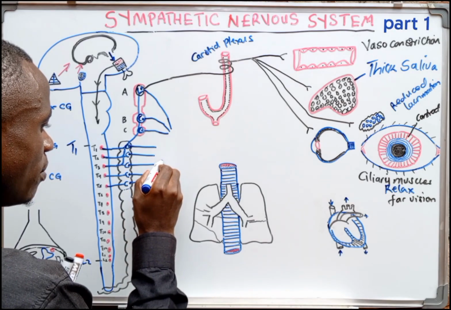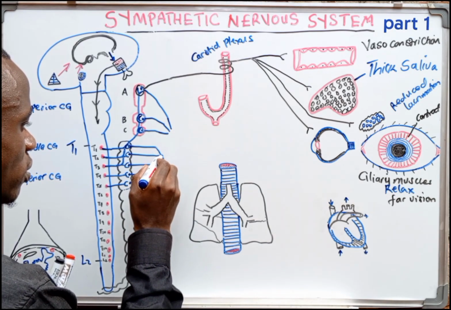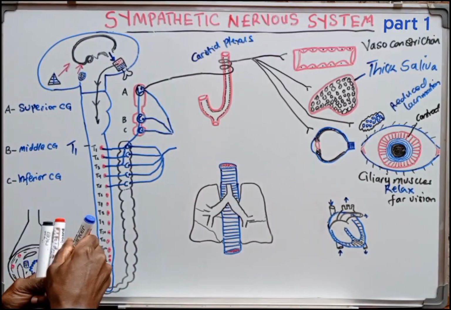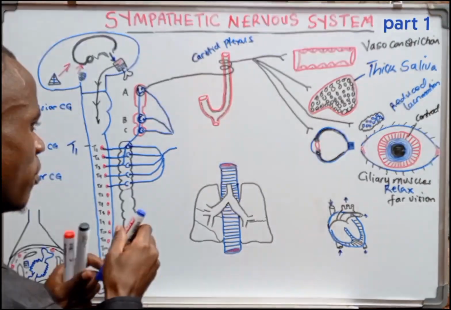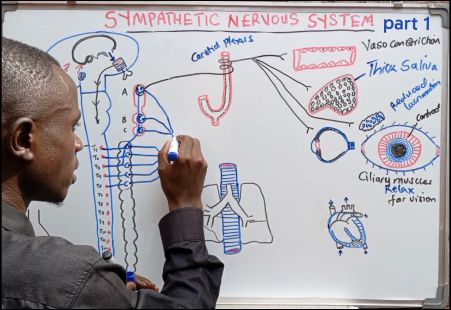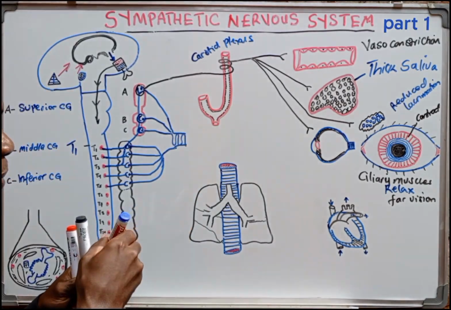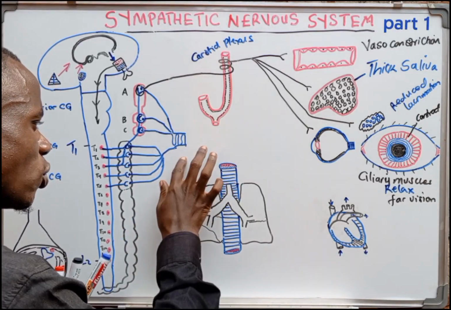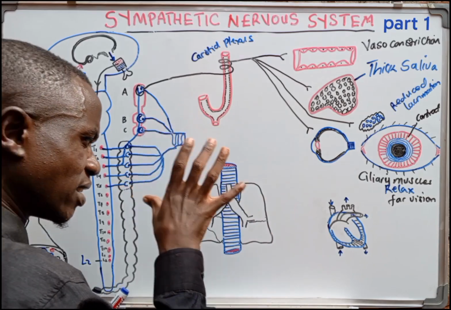Now they come out, and then they unite to form one of the very important motor fibers. Together, these are going to form what we call the cardiopulmonary plexus. Now this cardiopulmonary plexus has fibers going to supply these different areas, as we have just said.